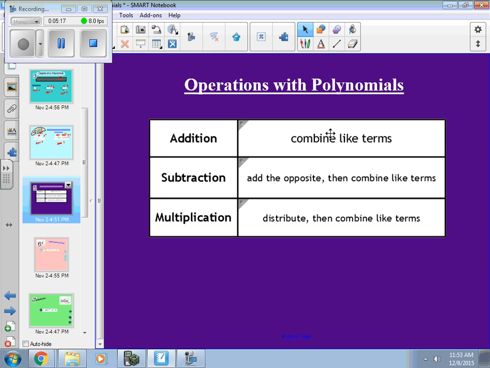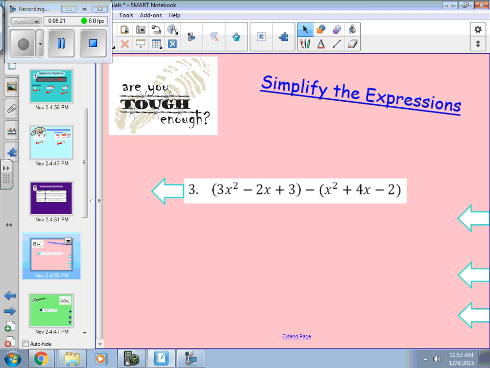All right, so let's try some examples out here. The first one looks like we have a subtraction problem. So we're going to subtract these two polynomials. When we had subtraction, it said add the opposite and then combine like terms. So right here we have this negative sign. We're subtracting every term here. So if we're subtracting all these, it's almost like you have to distribute that negative sign to each thing.